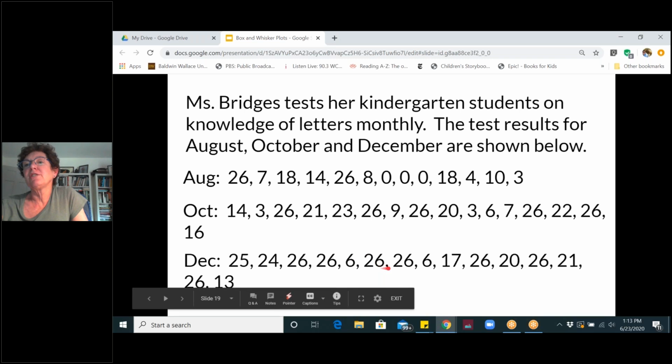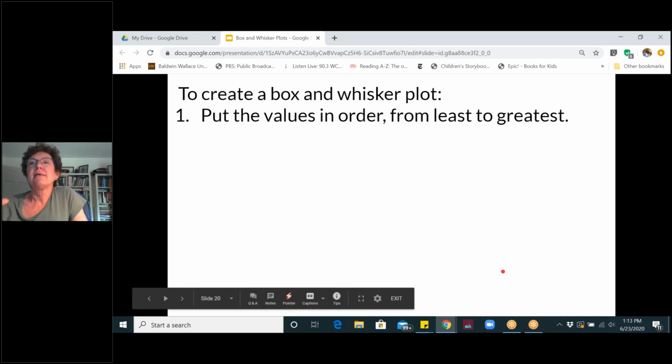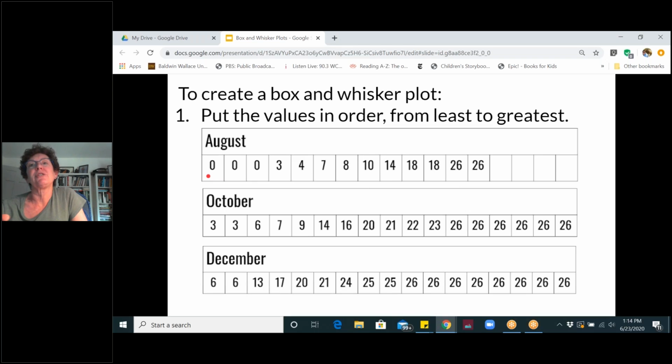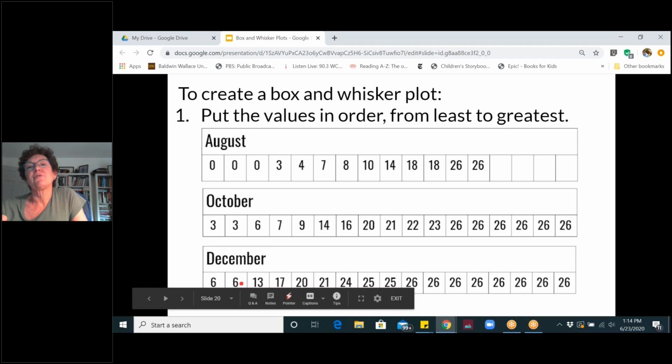The first thing you need to do for a box and whisker plot is to put the values in order from least to greatest. And already this is so much easier to read and understand what's going on. Very clearly we see that we had 3 children that did not know any letters. Here we have 2 that know 3. Here we have 2 that know 6, and that's our least.